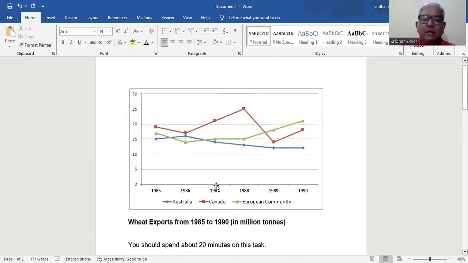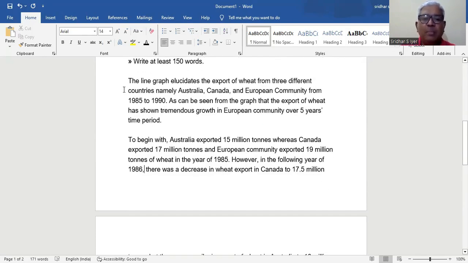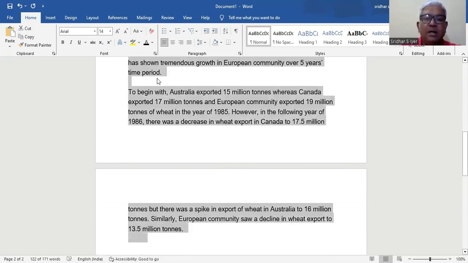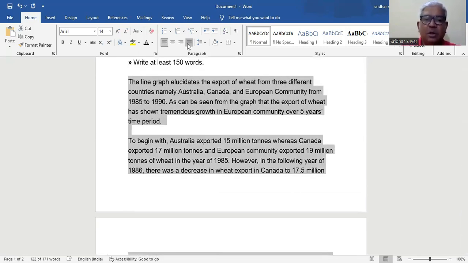Now we have done quite a fair amount of comparison, but that's not enough. We have to also see how many words we have written. That's very, very important. We have written only 122 words, which is not at all enough.